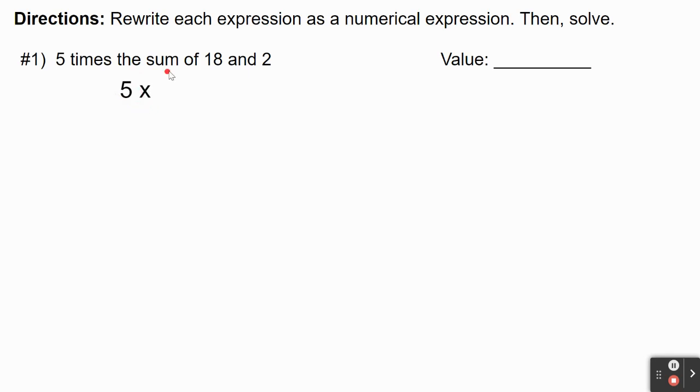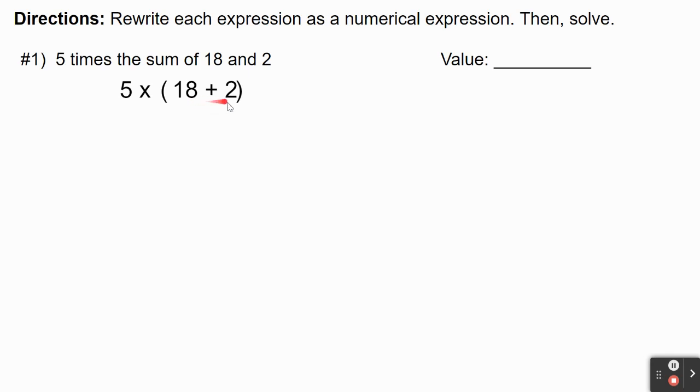The sum means the answer to an addition problem. So we're going to add, here we can see we're adding 18 and 2. So that's where we got 18 and 2 from. But remember, sum is the answer to an addition problem. So we need to be multiplying 5 times the answer to 18 plus 2. In order to get the answer to 18 plus 2 before we multiply, we need to put 18 plus 2 in parentheses.